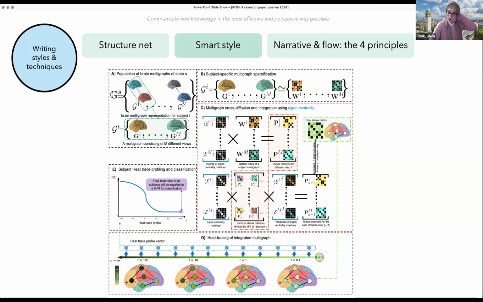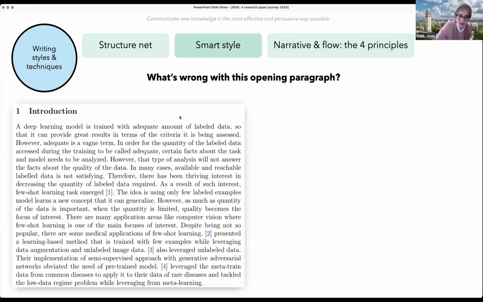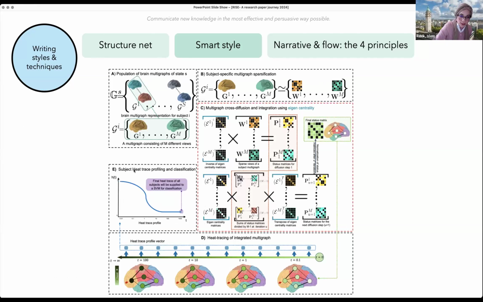So you're doing a fusion of the data across different views. All of this will be explained in detail in the methods section, section C. Then we have E, which is subject heat trace profiling and classification. And we have D, which is heat tracing of integrated multigraphs. We take the same color here. Look, guys, we use exactly the same symbols, and we are changing slightly the colors of the nodes.